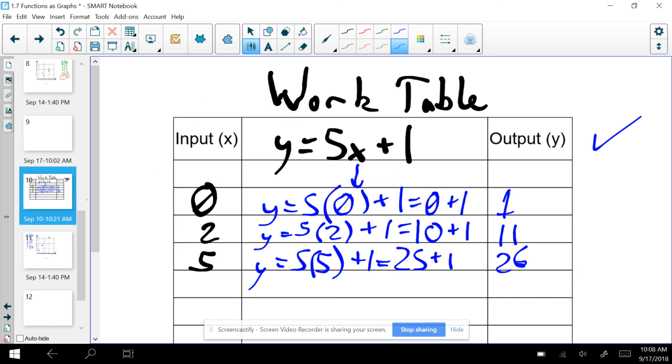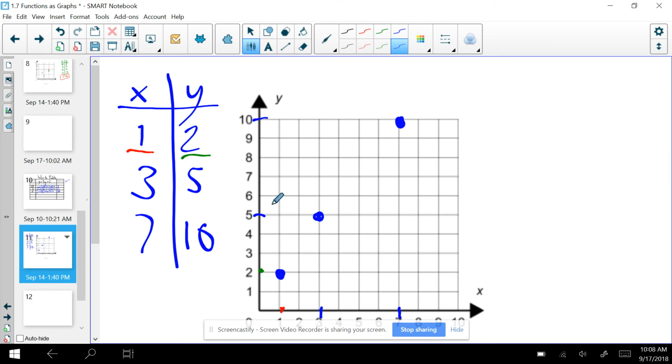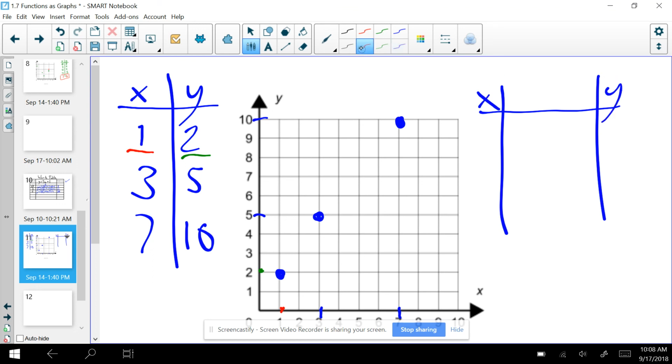Sometimes you can take the values from your work table, like these ones right here, and plot them directly onto this. So we could make a work table and do the same kind of thing. If we had x and y, and I'll use a different color so we can distinguish between them. Let's say that we're just saying that our line is y equals x minus 1. We'll keep it simple. And I'm going to choose a couple new values for x. Let's go with 2 and 4 and 6.